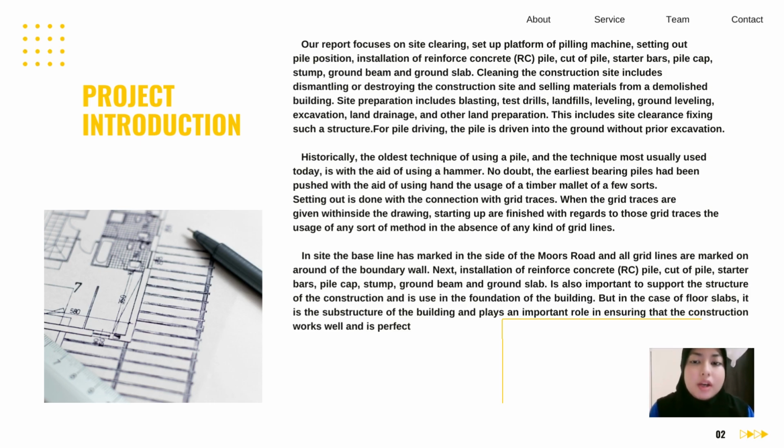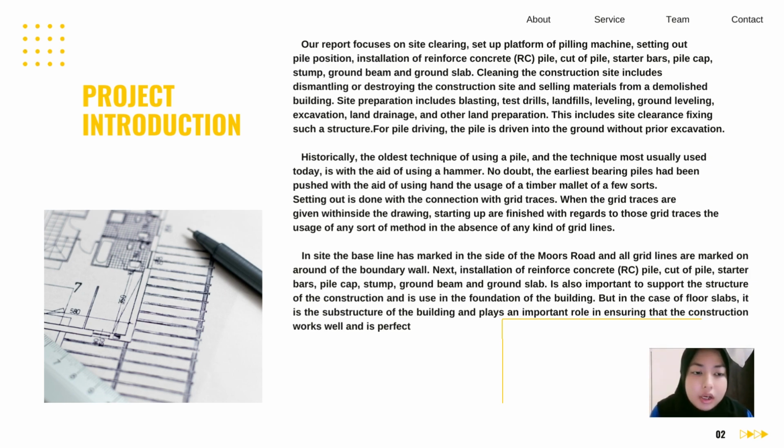For the project introduction, our report focuses on site clearing, setting up the platform of the piling machine, setting out the pile position, installation of reinforced concrete, cut of pile, starter bar, pile cap, stump, ground beam and ground slab. Cleaning the construction site includes dismantling or destroying the construction site and selling material from a demolished building.